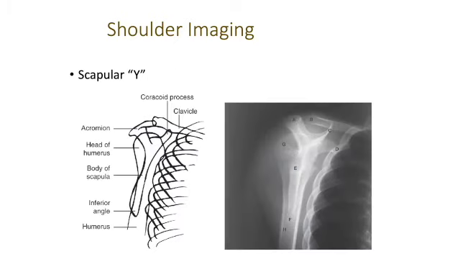So there's my Y view. Again, I can still get a lot of structures viewed here. I can still see a lot of different things. So I get a pretty good idea of what's happening at the acromion, and a pretty good idea of what's happening at the coracoid process and clavicle as well.